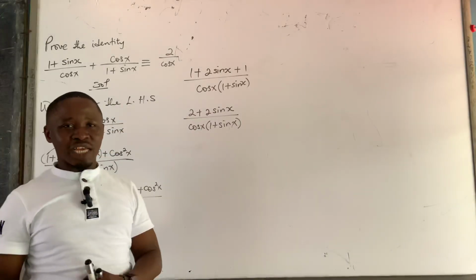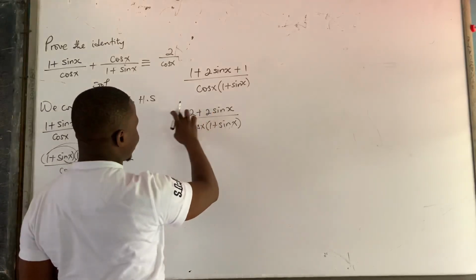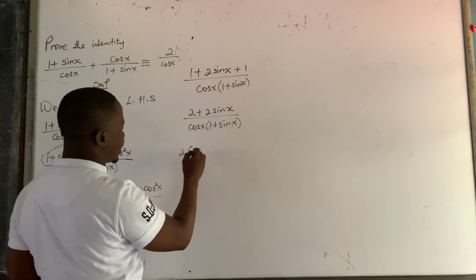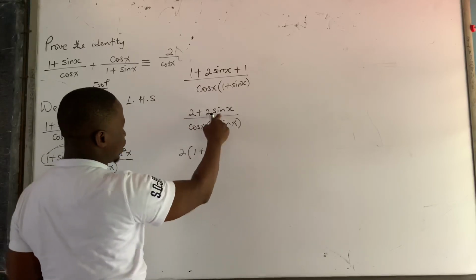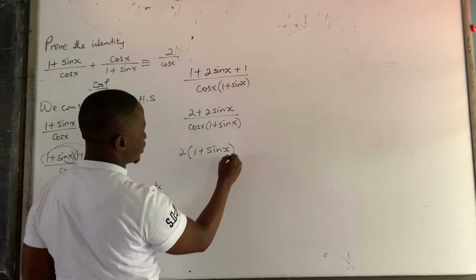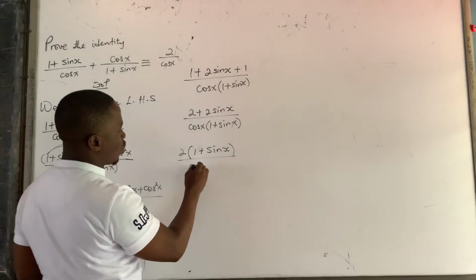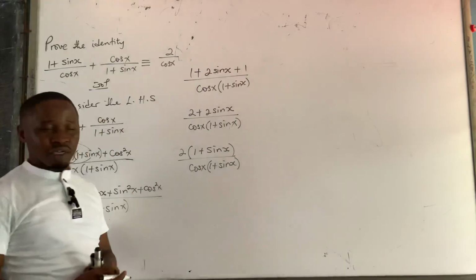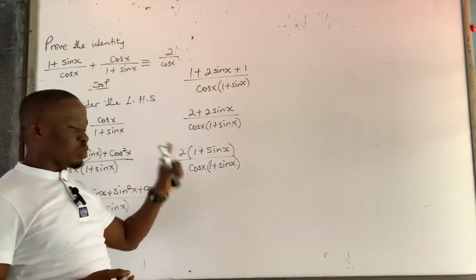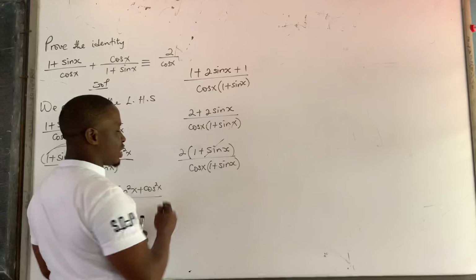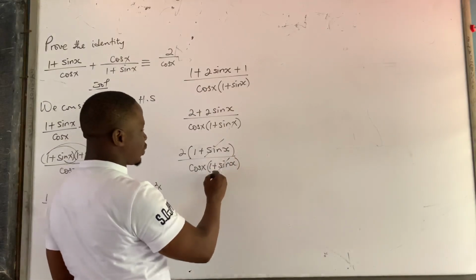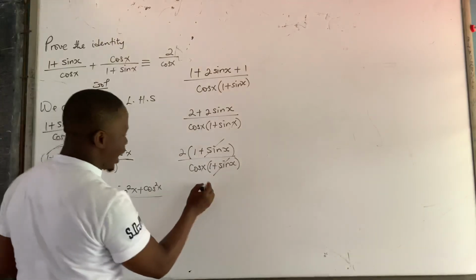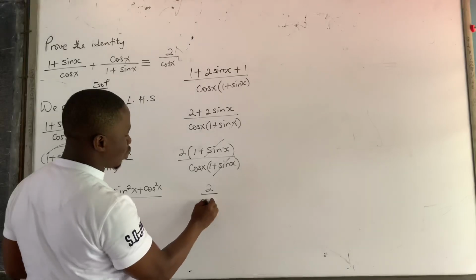At the top there is a common factor, that is 2. 2 is common to the two terms. So we factor out 2. 2 into 2 is 1, then 2 takes away 2, leaving sin x. So we have 2(1 + sin x) divided by cos x multiplied by (1 + sin x). At the top is one term, at the bottom is one term, both with a factor of 1 + sin x, which are just the same. So we cancel them, and we are left with 2 divided by cos x.